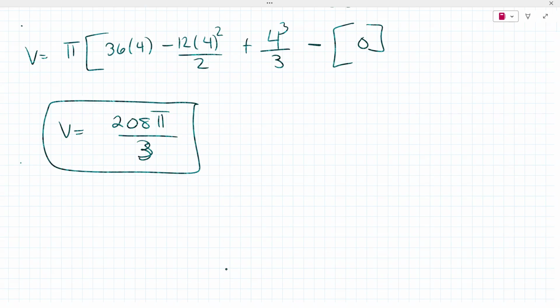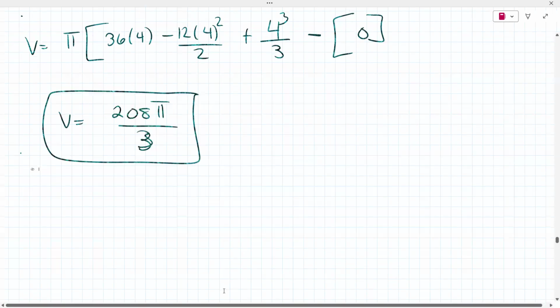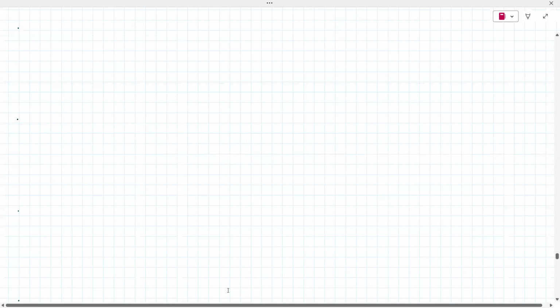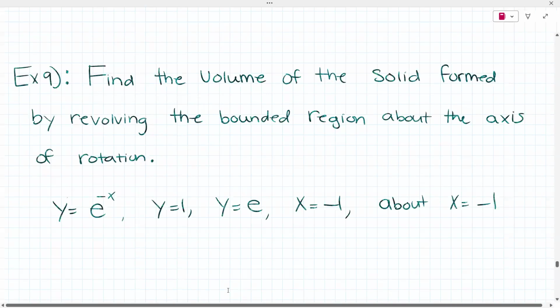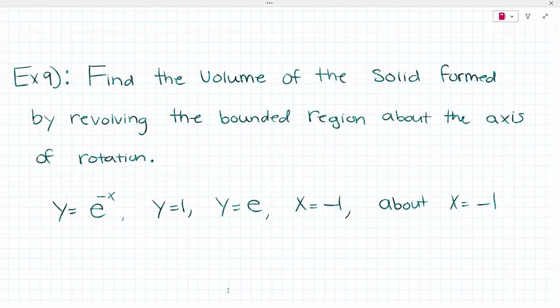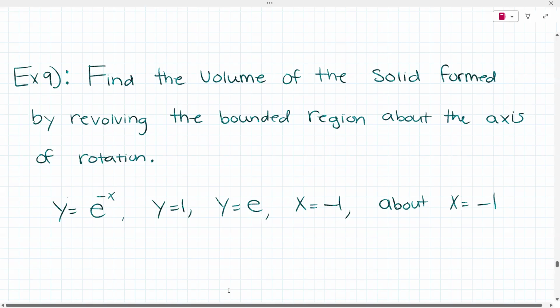Okay, let's do 2 more examples, and then we'll end it here. Okay, example 9 says find the volume of the solid formed by revolving the bounded region about the axis of rotation. So we have y equals e to the negative x, y equals 1, y equals e, which is a constant, x equals negative 1, and we have to revolve it about the line x equals negative 1.